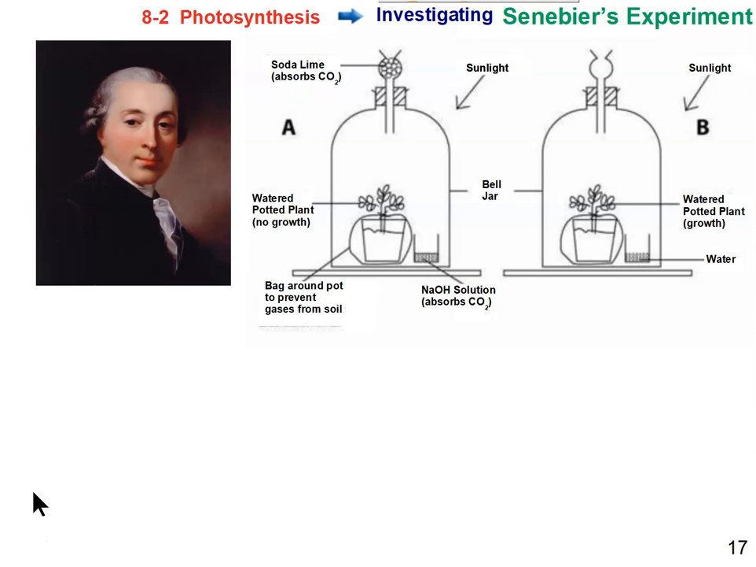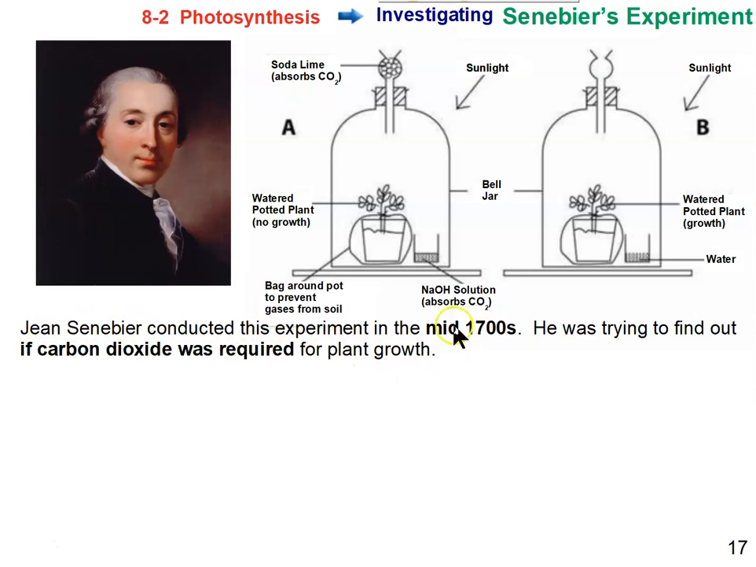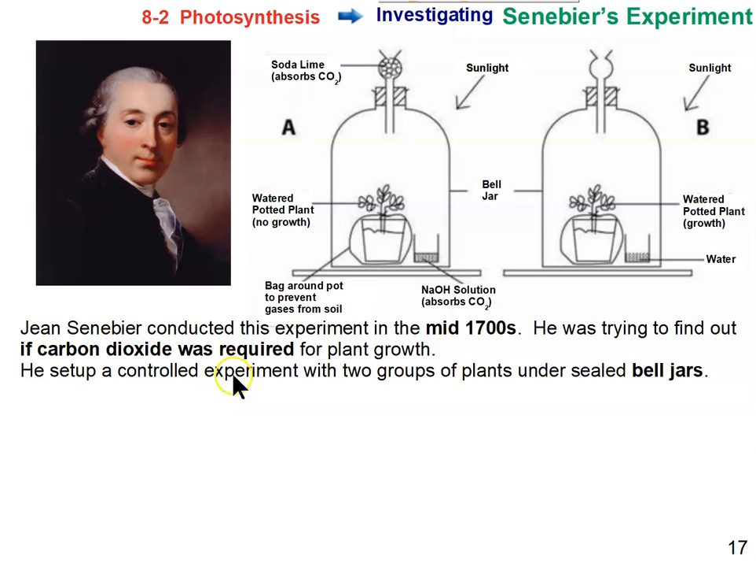So, of course, we need further experiments to try to figure out the rest of the process, because water is only part of it, and the hydro part of carbohydrate is only part of it, the hydrogen part of it. So Jan Sinneberg conducted an experiment in the mid-1700s, and he was trying to find out if carbon dioxide was required for plant growth. So he set up an experiment with 2 groups of plants under sealed bell jars. These bell jars are just open at the bottom, so it's like an upside down jar. And you'll notice he put soda lime in the air intake in one of the jars, and he left the other jar open.